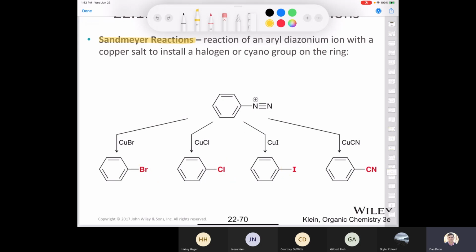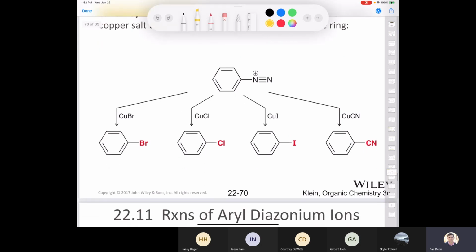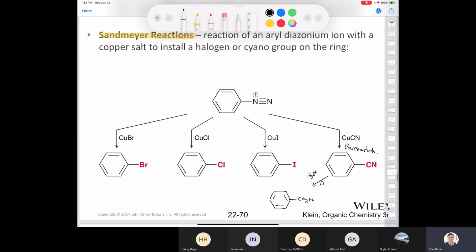Then there's another one. You can treat it with cuprous cyanide, which is copper 1 cyanide, and you can insert a nitrile. So you make this compound, which is called benzonitrile, and we looked at the nomenclature of carboxylic acid derivatives earlier on. But what's cool about benzonitrile is that if you treat this with aqueous acid and you cook it up, then what do you get? Benzoic acid. So that's another new and exciting way of making benzoic acid. And we saw how useful carboxylic acids can be in organic chemistry.